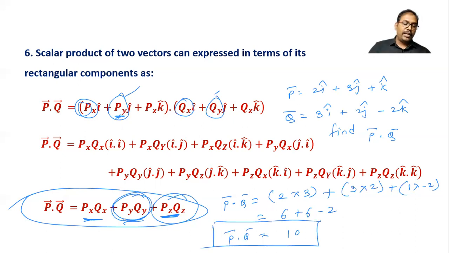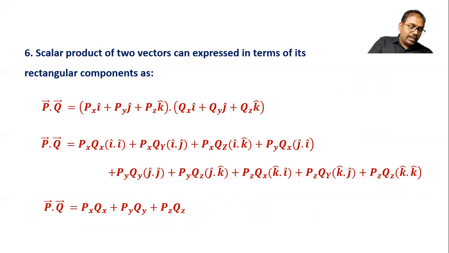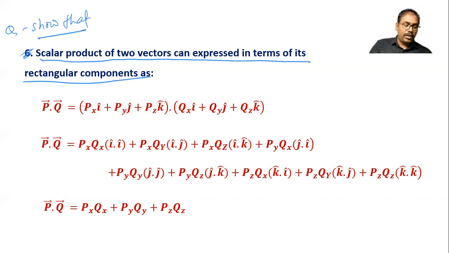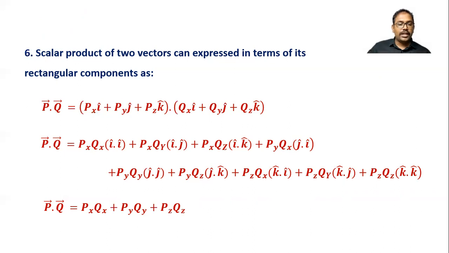So by using this property, I hope you understood how to do scalar multiplication, means how to find p bar dot q bar. The components with i, with j and with k are multiplied, and there's addition. A question may be asked like this: show that the scalar product of two vectors can be expressed in terms of rectangular components. Then in the answer you have to write that. I hope you understood this.